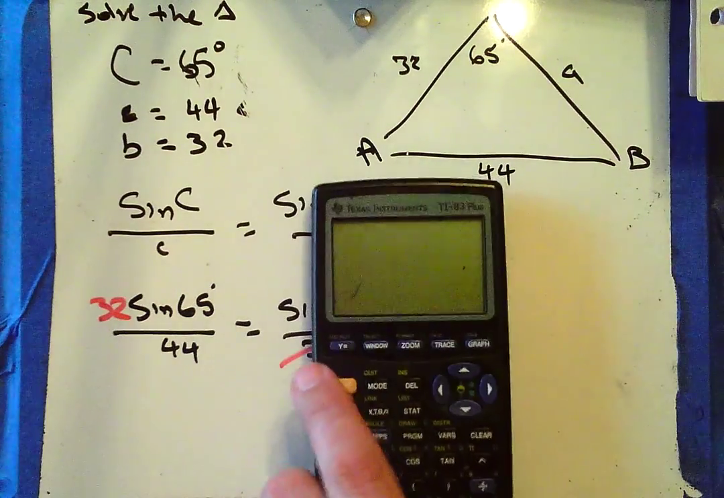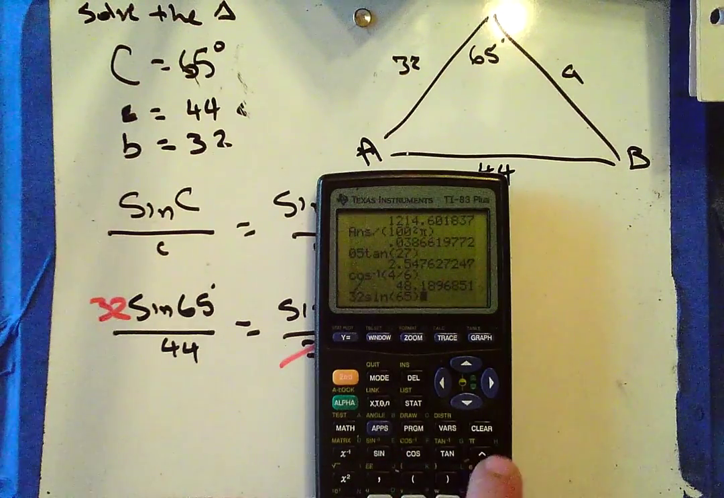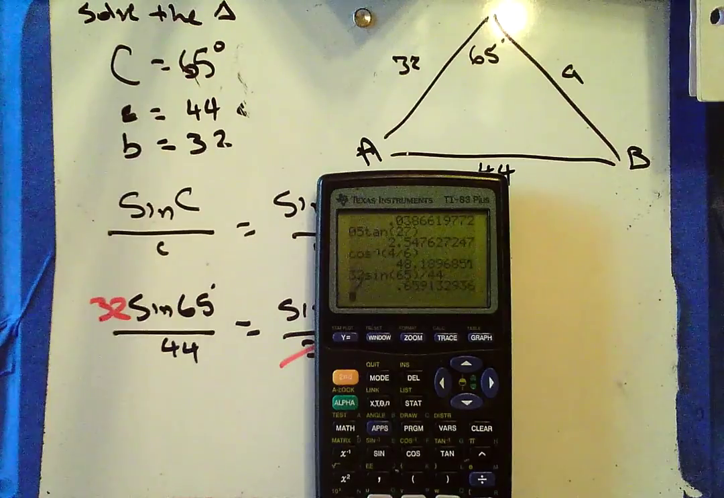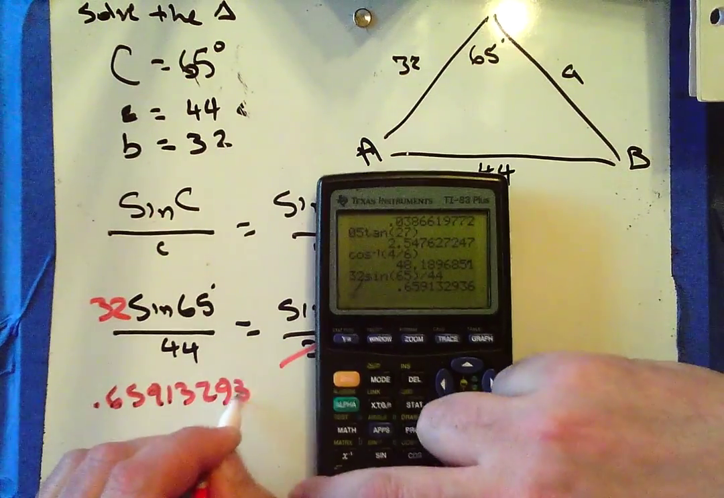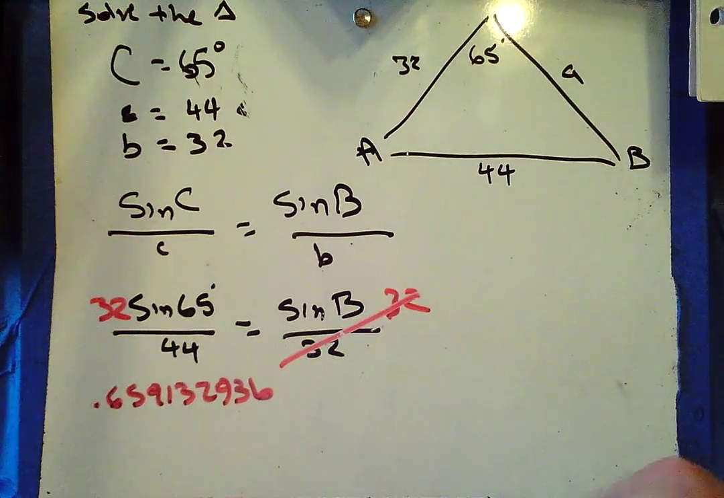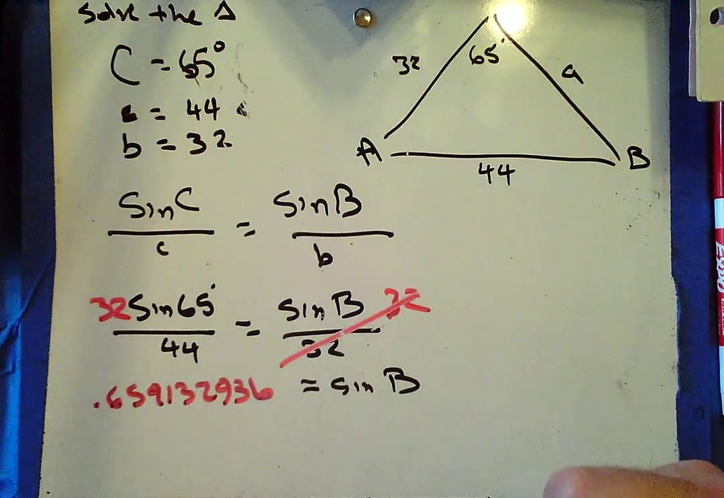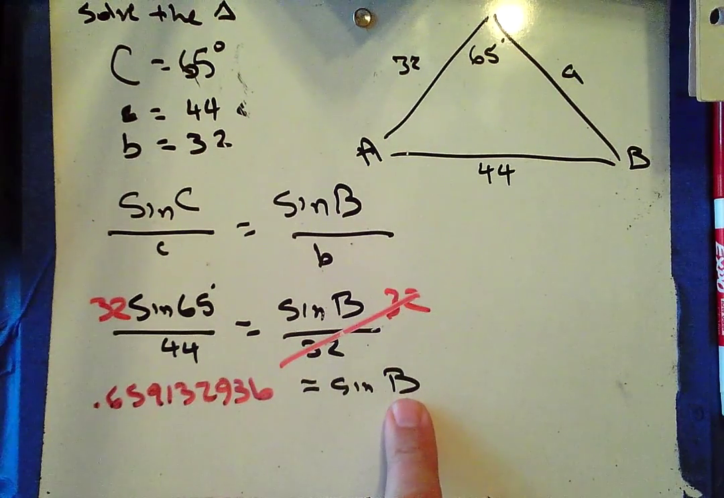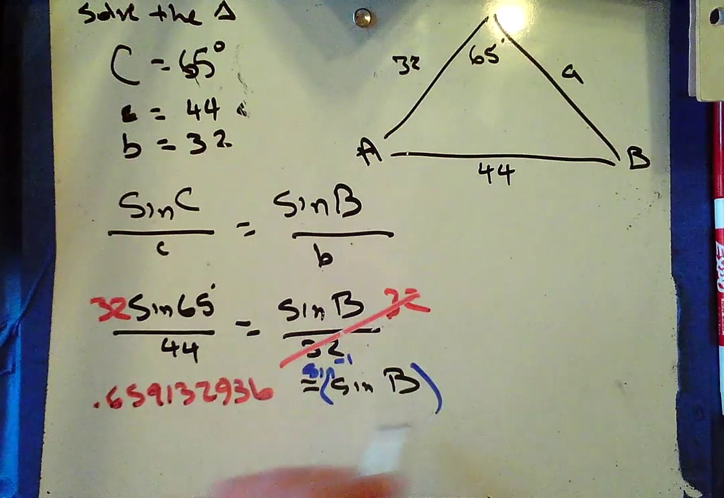I pull out my calculator and I do 32 sine 65 divided by 44, and I end up with this decimal number, 0.659132936. Please don't round that number. If you round that number, you're guaranteed to get the problem wrong. This is what sine B is equal to. But I don't want to know what the sine of B is. That's the upness for whatever this angle is. Instead, I want to find out what B is, so I'm going to do the inverse sine of both sides.